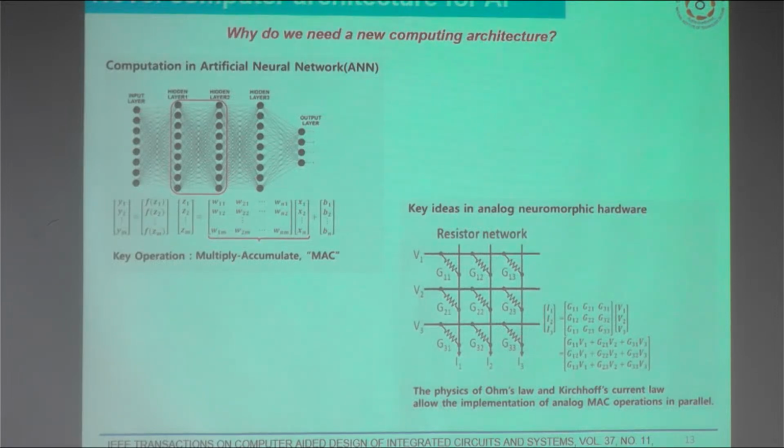Why do we need a new computing architecture? Probably you are all studying computation in artificial neural networks, where you have an input layer, hidden layers, and an output layer. Based on the weights you can carry out these operations and get the proper output. The key operation here is multiply and accumulate, the MAC operation, which is very important in artificial neural network based work. This complete artificial neuromorphic system you can create using your PCM device.